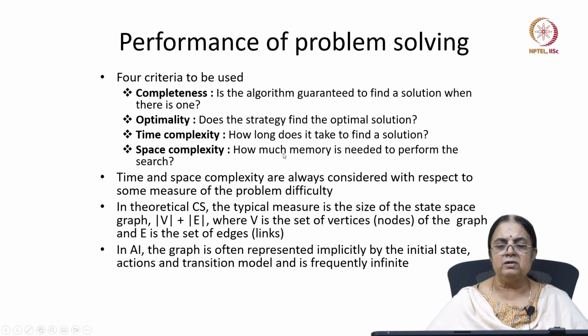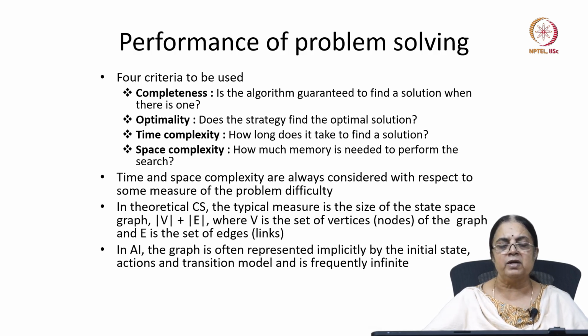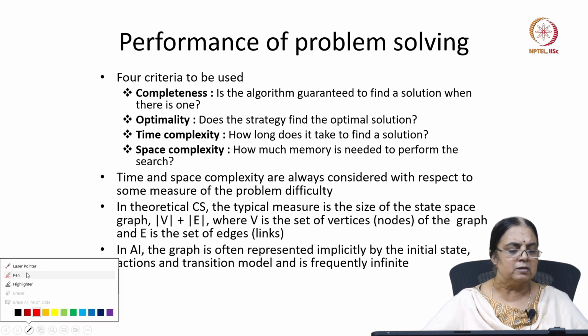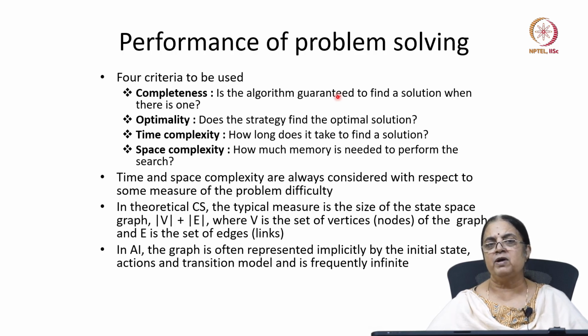Okay, so another thing we need to see is the performance of the problem solving. Okay, you have a strategy, you are going to get a solution, whatever. But how do we evaluate that solution that we have? There are 4 criteria you have to use. One is the completeness. So completeness is, is it guaranteed to find a solution? Suppose there is a solution but it's not able to find that solution, which means it is not complete. Second is optimality.